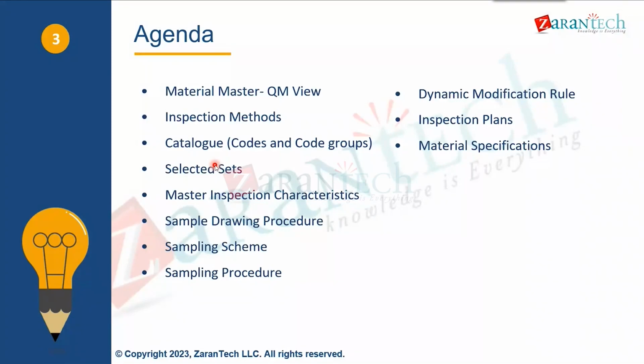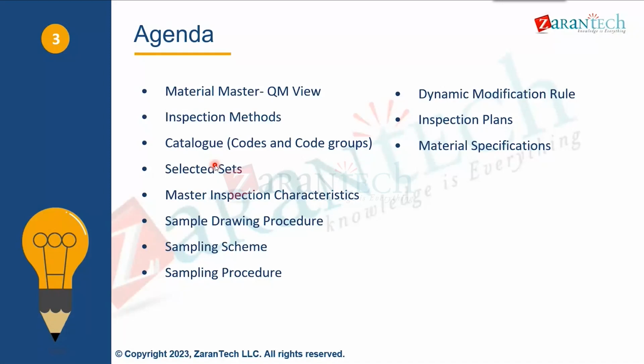Because we cannot express the qualitative characteristics in physical terms, so we need to maintain some codes. During quality inspection and results recording, we need to inform the system that such and such characteristic is red color, blue color, or green color, or accepted, rejected. To have that functionality in the system and to inform that this is the result of that particular qualitative characteristic, this catalog plays a major role.